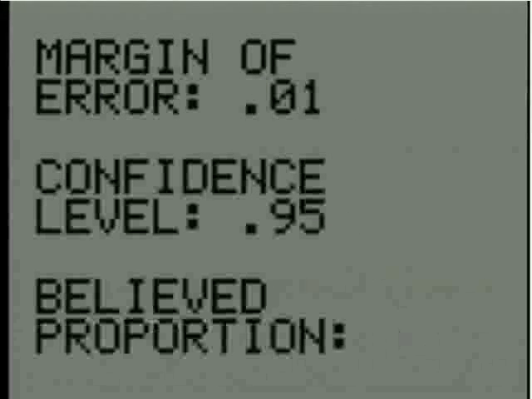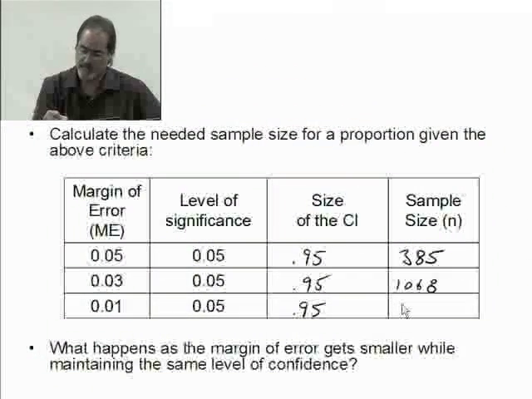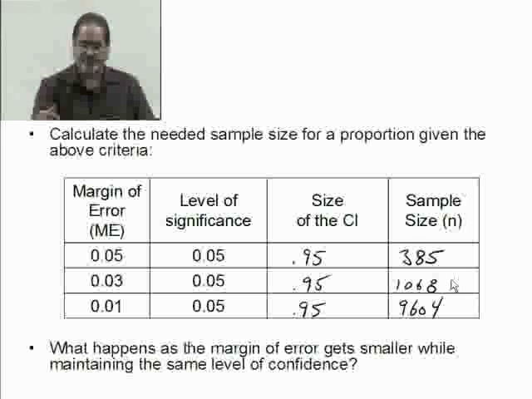Hit enter. I'm doing a proportion. Margin of error is 0.01. I'm still doing 95% confidence interval. My belief proportion is still 0.5. Now I need 9,603.64. So actually what I'm going to record is 9,604. Whoa, look what happened to these sample sizes.